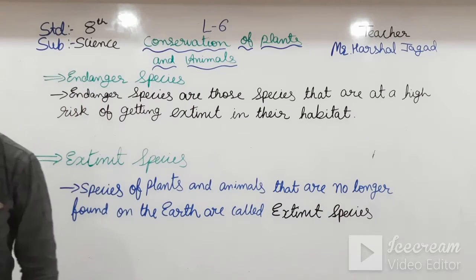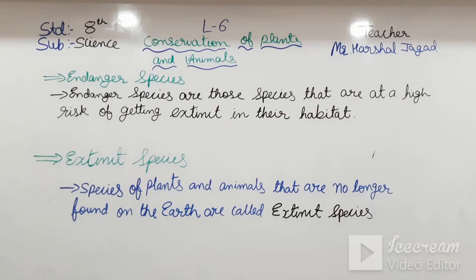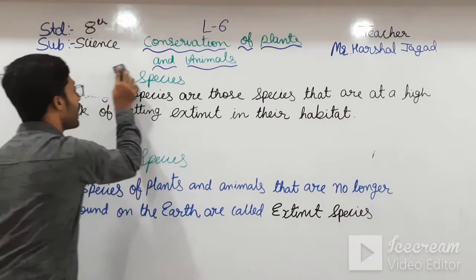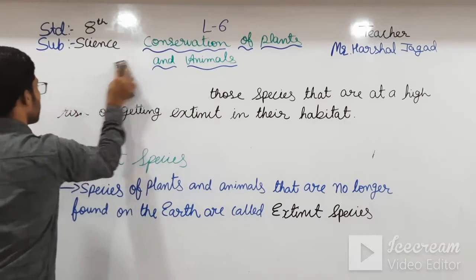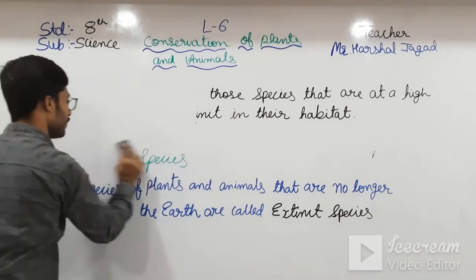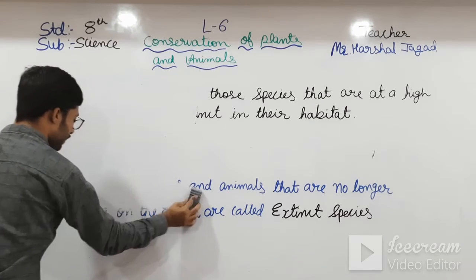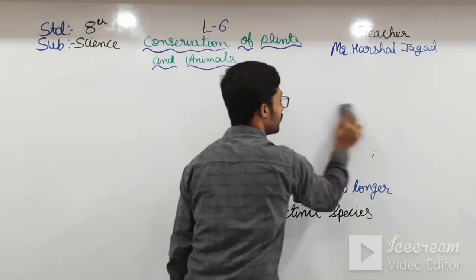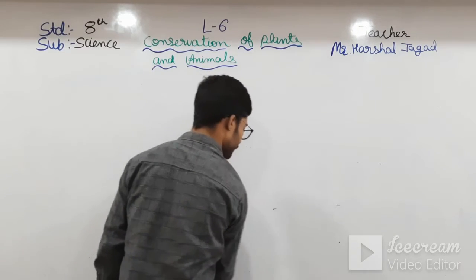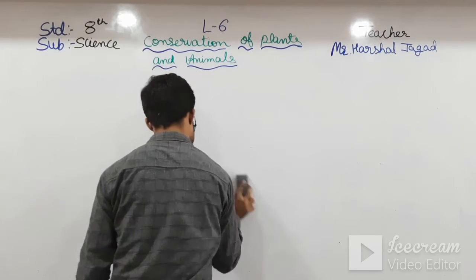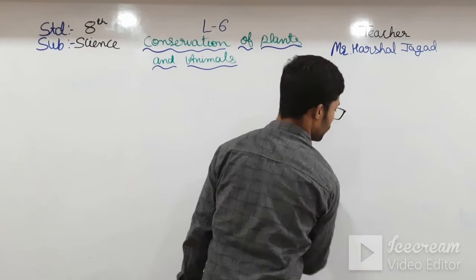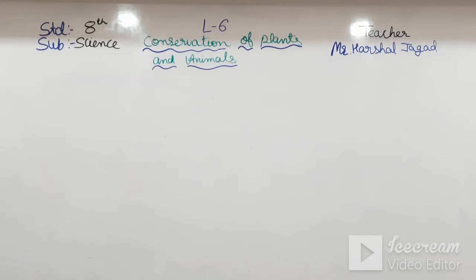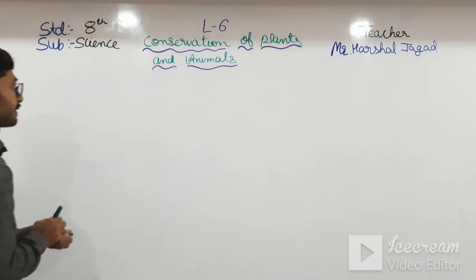Okay students, now we will start with our new topic, today's topic. Up till this, we have seen in our previous video. Now we will start with our new topic, that is loss of biodiversity. So how is this loss happening in our biodiversity? We will see some points of that.